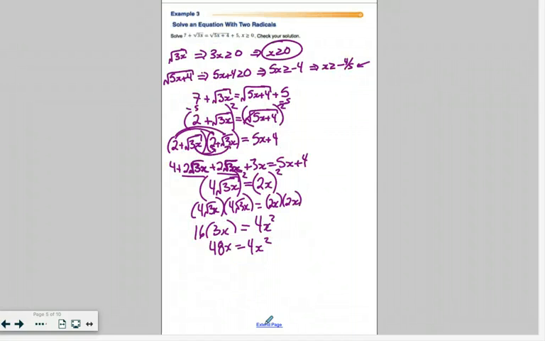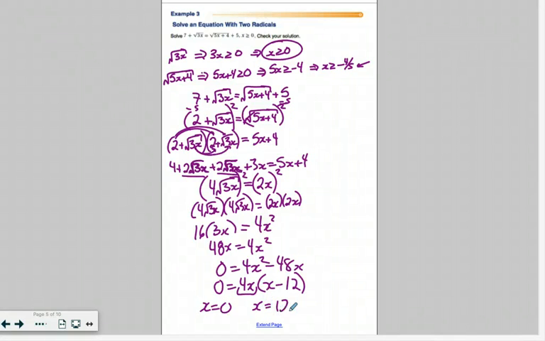And once again, we'll bring everything over, set it equal to 0. So 0 is equal to 4x squared minus 48x. We can factor out a 4x here. So 0 is equal to 4x times x minus 12, which means that x is either equal to 0 from this 4x term, or x is equal to a positive 12.